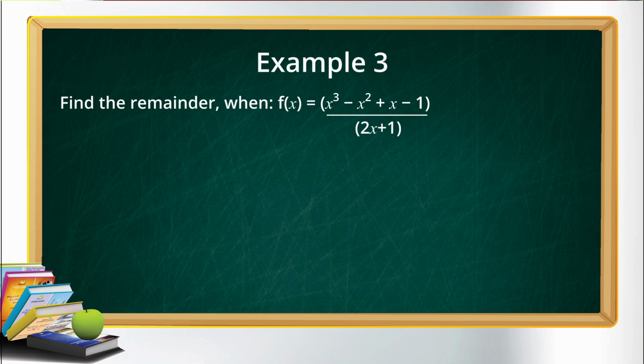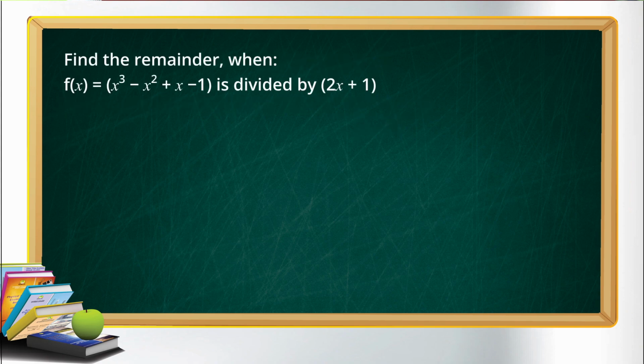Let's now do example 3. Find the remainder when f of x is equal to x cubed minus x squared plus x minus 1 is divided by 2x plus 1. This is just another way of doing what we did before. We have to make the divisor 2x plus 1 equal to 0. Then find the value of x.